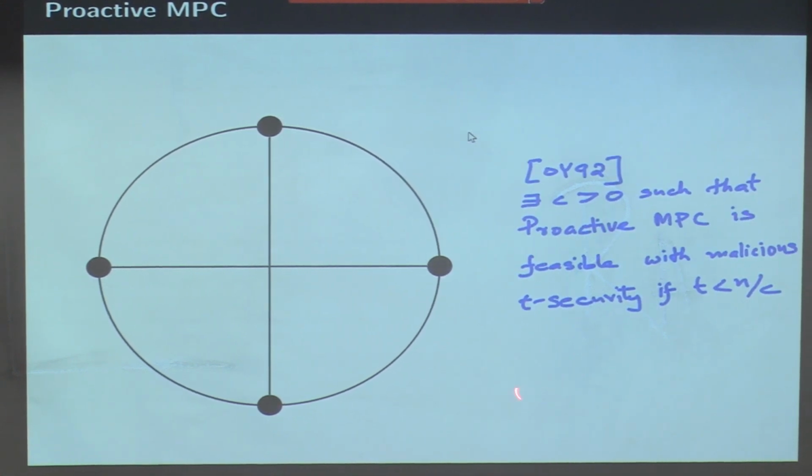So over here, the paper that introduced the model showed that there is a constant C strictly greater than 0. This has to be strictly greater than 3, because otherwise we know it's tight, for which security holds in this model whenever T is less than n/3. So in each round, the adversary is allowed to corrupt T parties. In this setting you can get MPC.